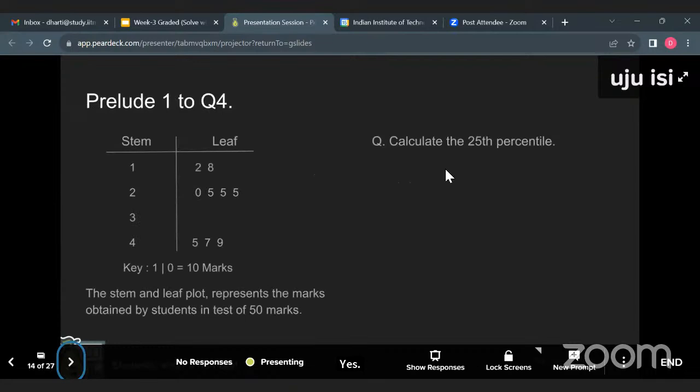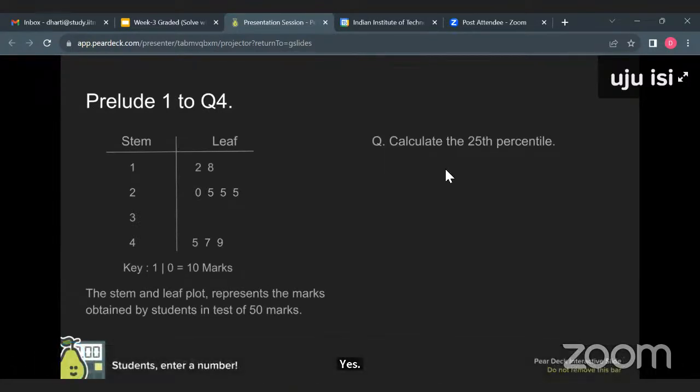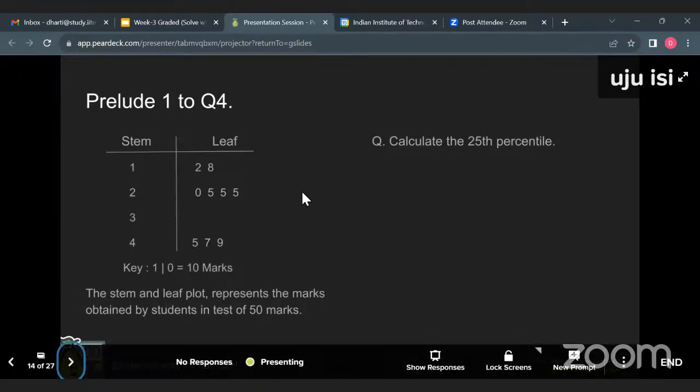So now there is a question based on a stem leaf plot. This is my stem leaf plot. It represents the marks obtained by students in a test of 50 marks. Calculate the 25th percentile.